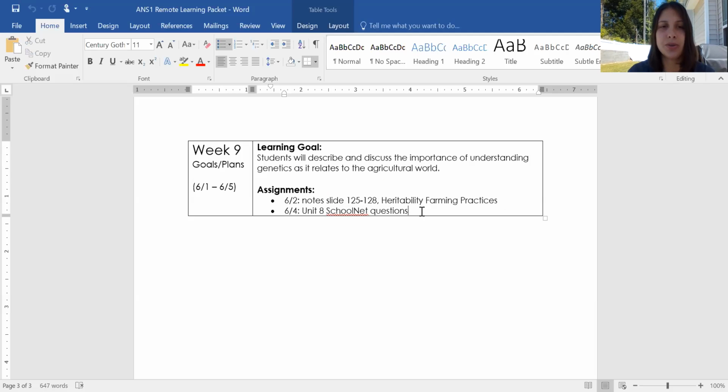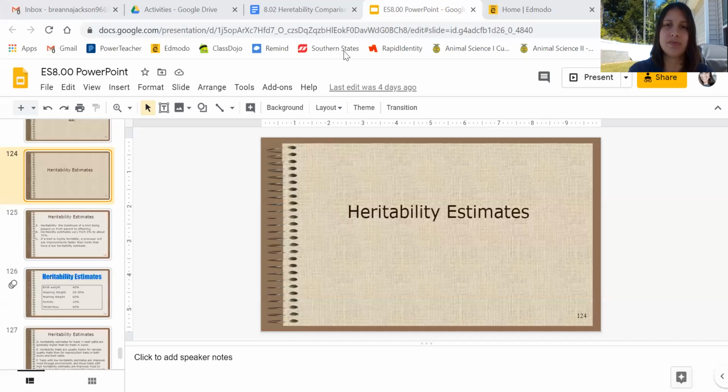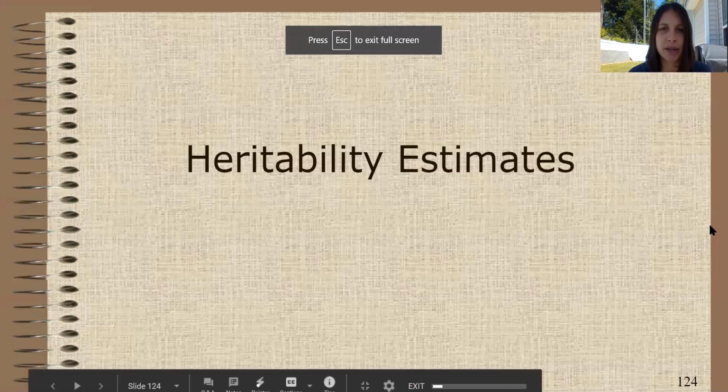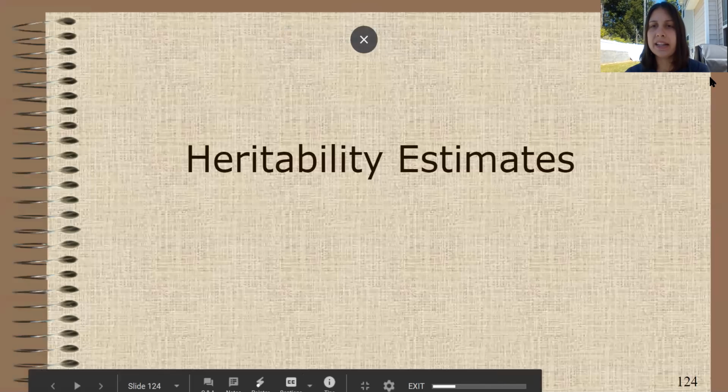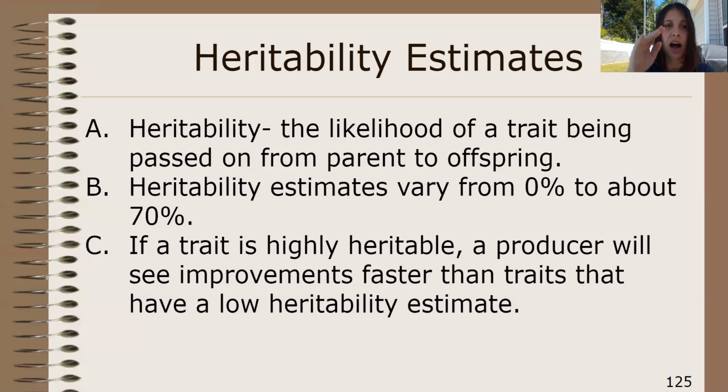So moving on to the PowerPoint. Oops, I had Edmodo open. Okay, so like I said, we're going to talk about different heritability estimates, different traits, I guess we can call them, that it's pretty likely that if we were to breed one animal with another animal, we would hopefully see whatever trait it is that we're looking for.